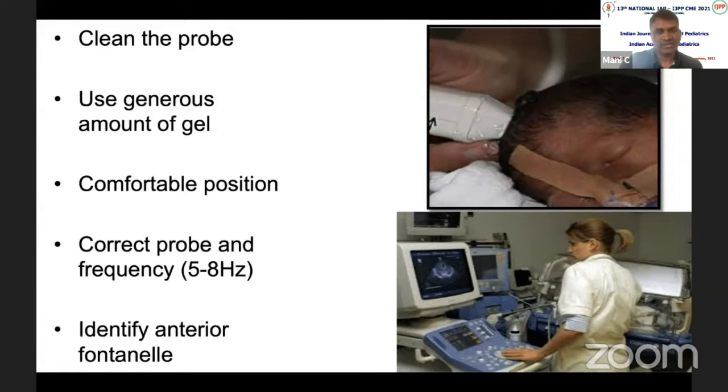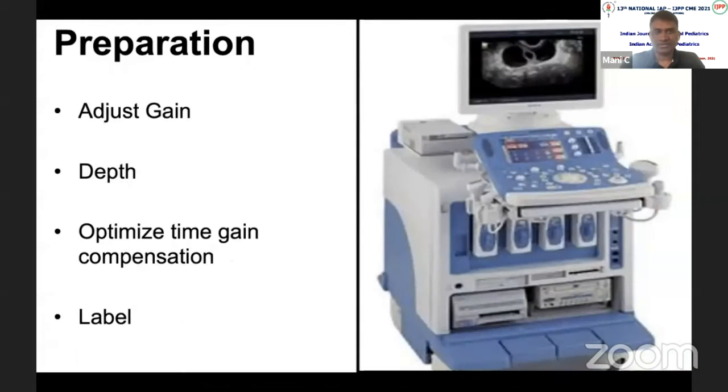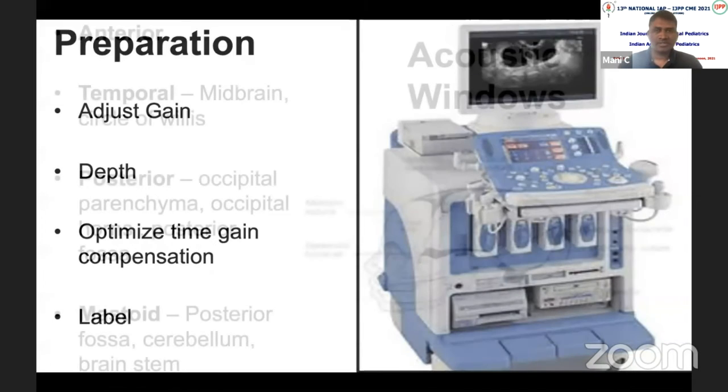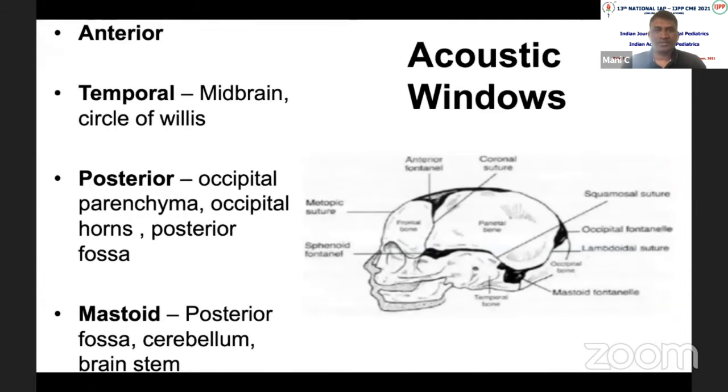It is important to use the correct probe. The frequency of the probe varies from 3 to 8. Usually 5 would be ideal to look at the superficial and deep brain structures. Usually we do the scan from the anterior fontanelle, which is very easy to identify. In terms of the machine, it's important to adjust the gain, brightness, and depth, and also label the name of the baby.